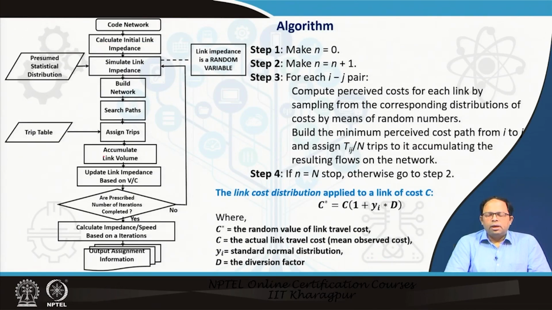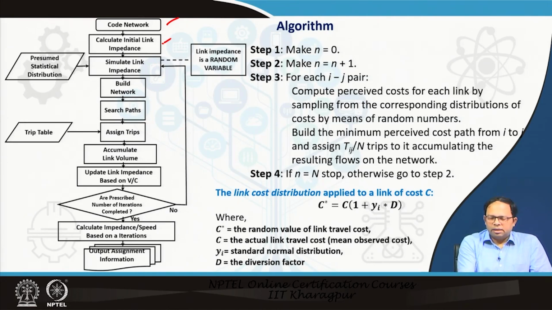So let's see the algorithm. We first code the network, which means assigning the different characteristics of the network. We calculate the initial link impedances, the initial travel times, and then use a statistical distribution for what people perceive about the cost of each link. We already know the mean value of the link impedance. Then we simulate the link impedance. We pick a random number, see where it fits into the distribution, and accordingly choose that value from the distribution, and adopt a particular travel time for that link for that group of individuals.